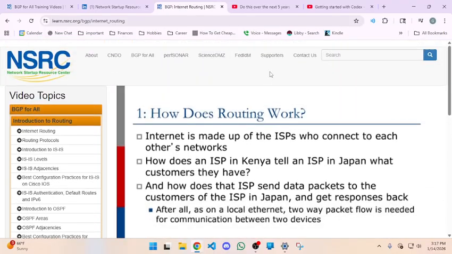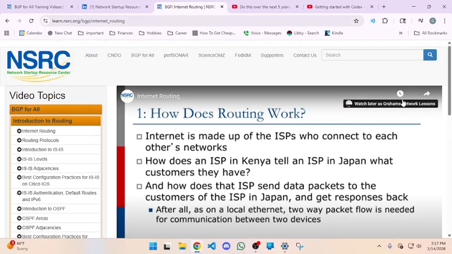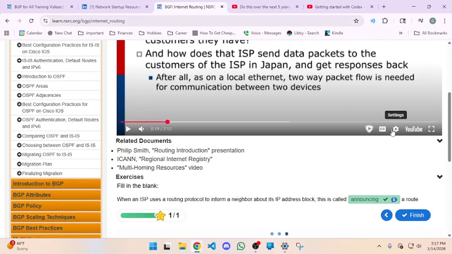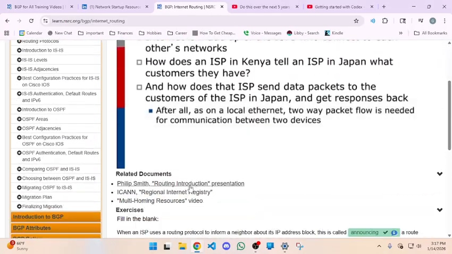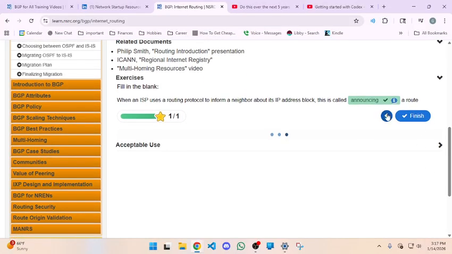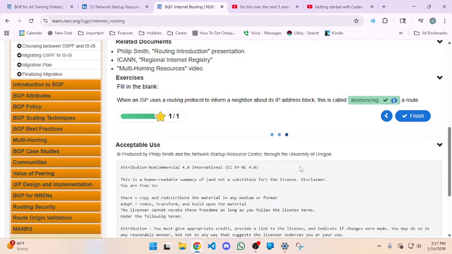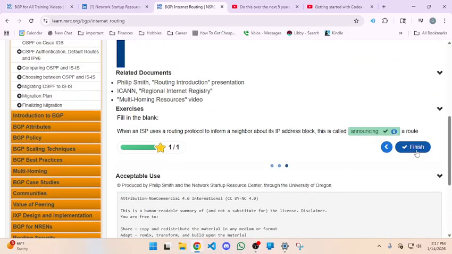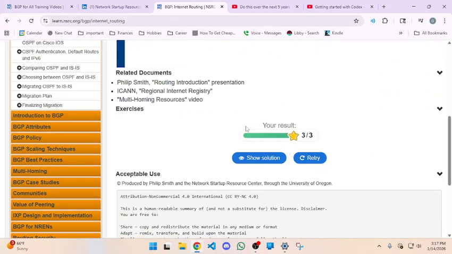I wish they had a button to skip through. I guess maybe there's a playlist button or something. I don't see anything. So here's acceptable use. Okay, well, I'll finish that up. Okay, so I got 3 out of 3.